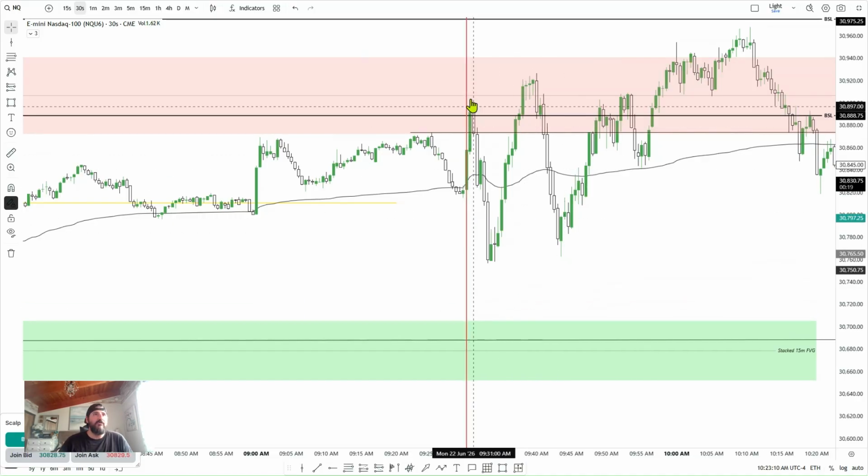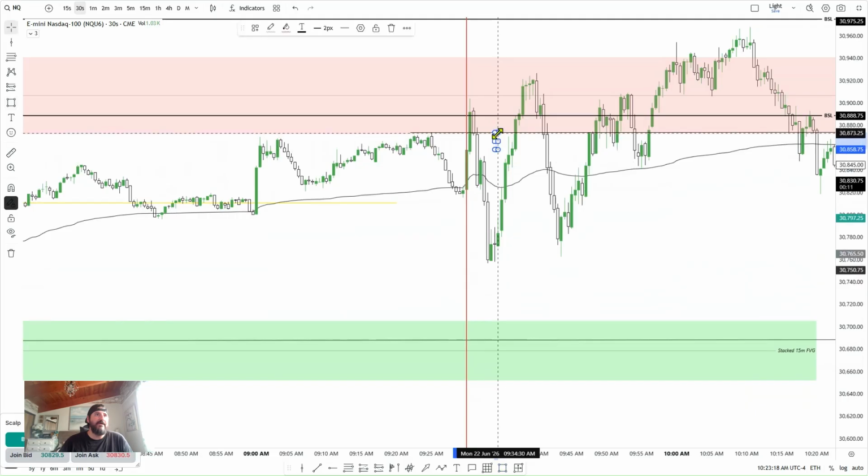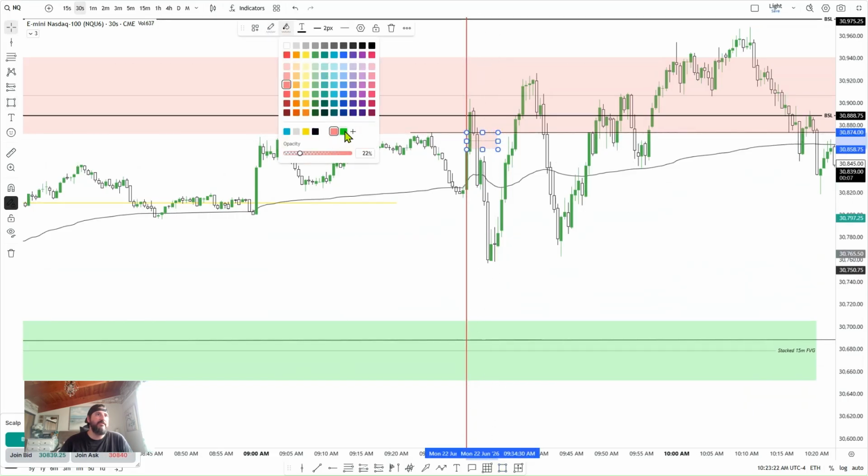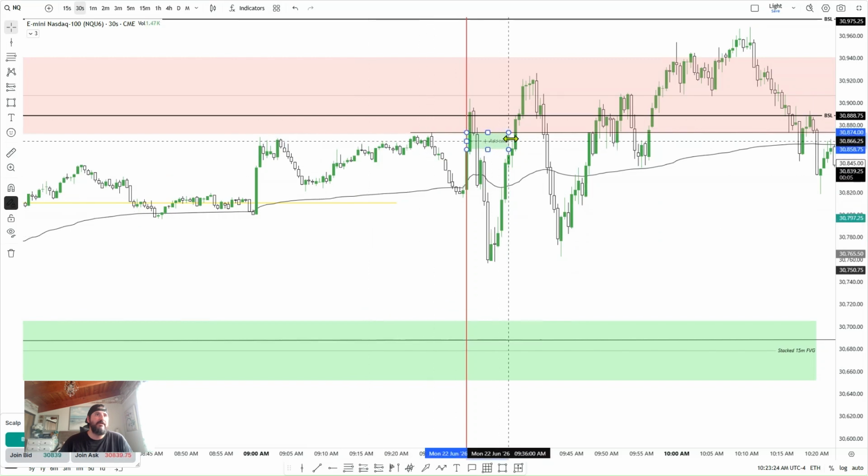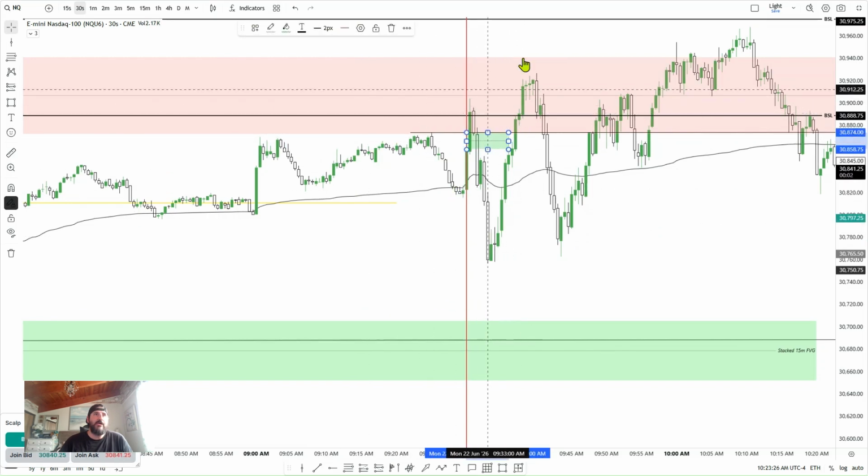Look, we reverse. There is a bullish gap right here that price made when it pushed higher. So we come up, we sweep buy side, we respect the stacked 15-minute gaps, we come down, and we inverse that gap.